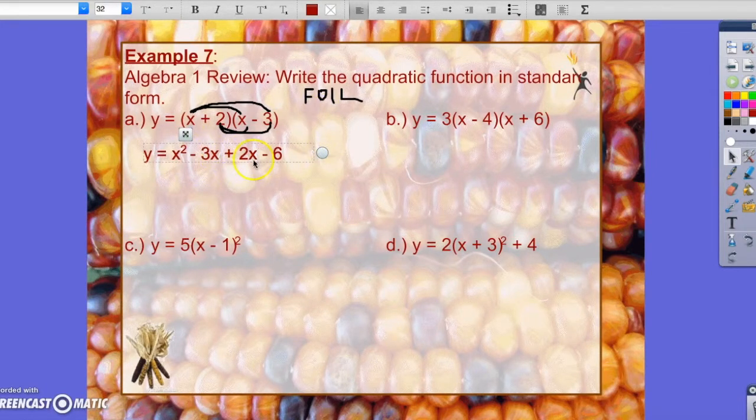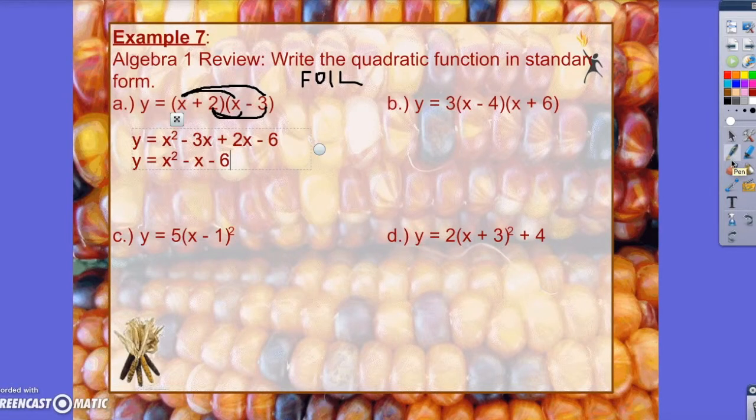And from here, we're going to combine like terms. We see the OI of FOIL, they are alike. So y equals x squared stays exactly as it is. Negative 3x plus 2x is negative x. And then minus 6, and that's our answer. So y equals x squared minus x minus 6. So we're taking something that was in intercept form, with the two sets of parentheses, and we're writing it back in the original standard form.